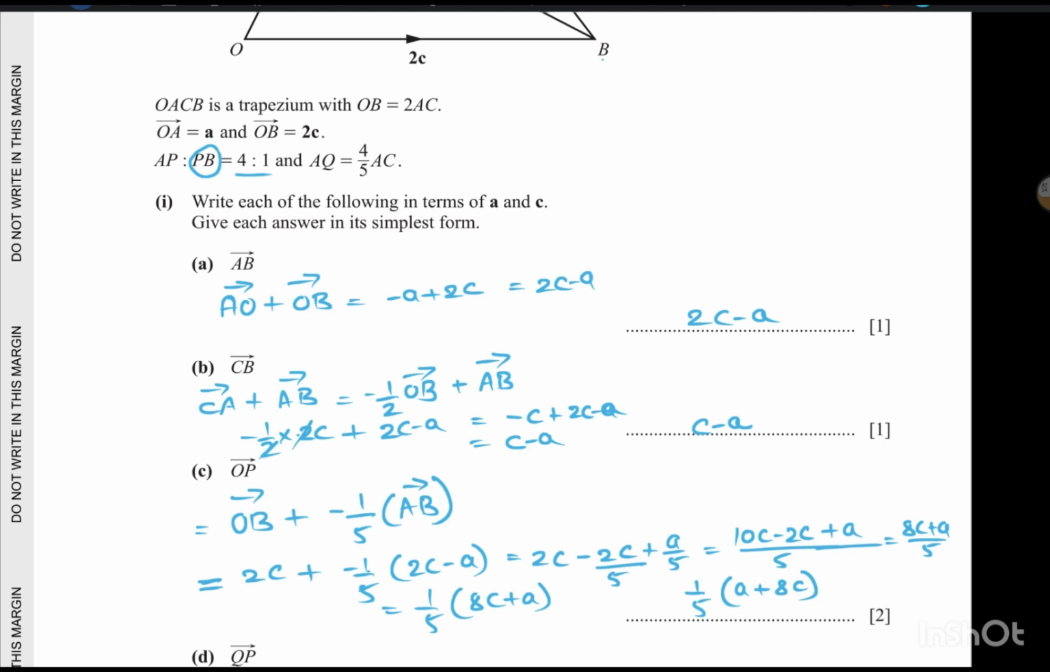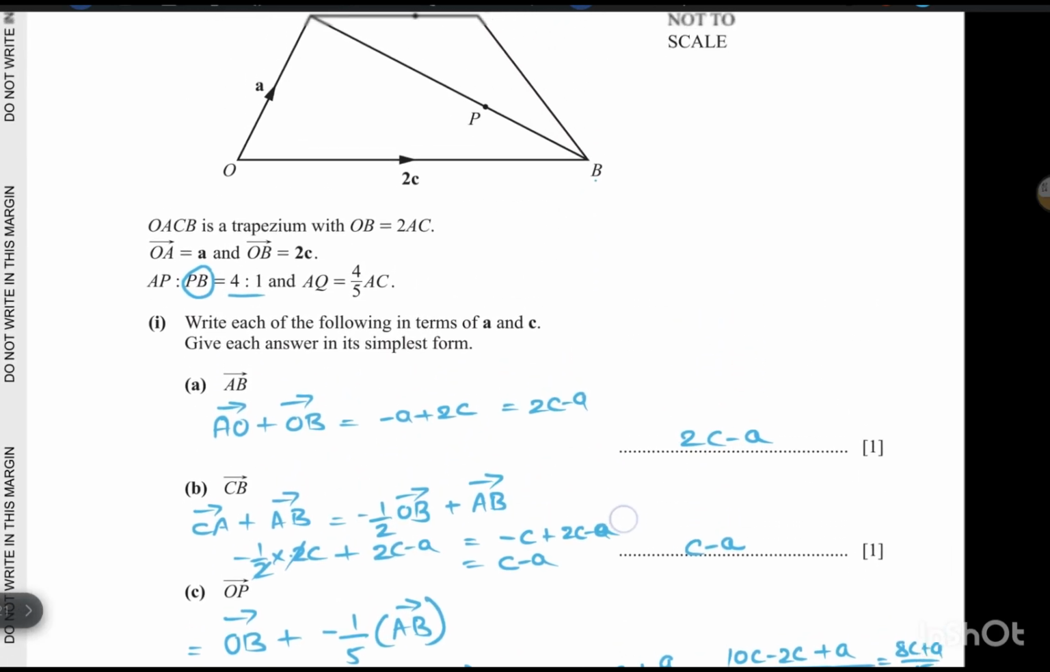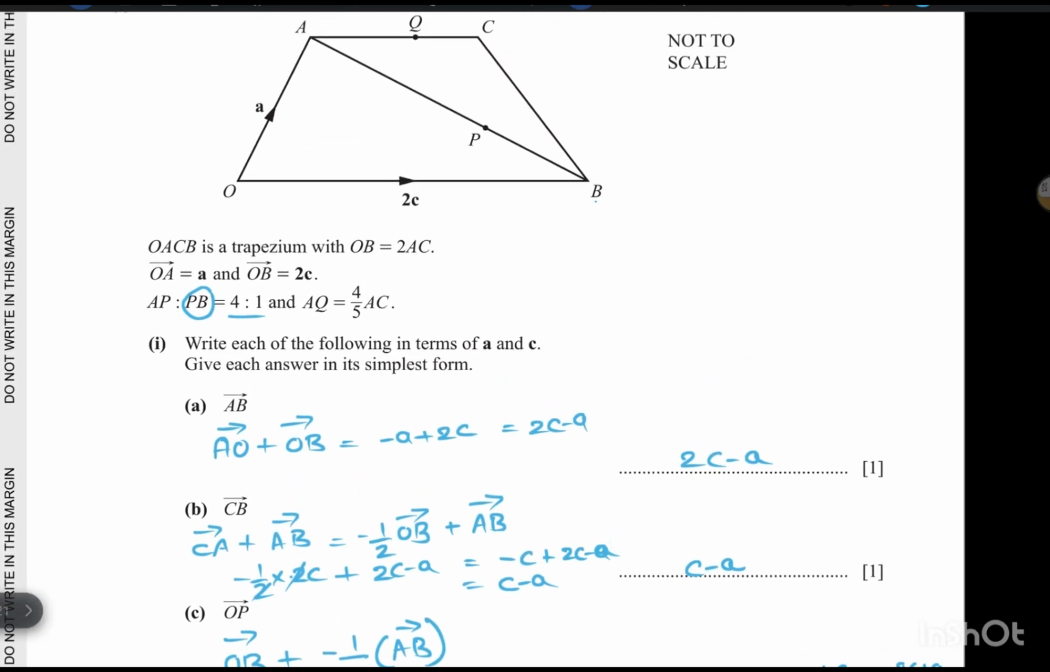Now question D, QP. How will we find QP now? QP is Q to P. To get Q to P, we can take this path: QA plus AP.